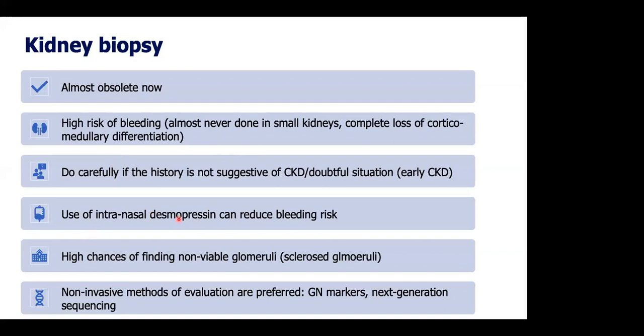In cases where you are trying to do a kidney biopsy in evaluation of CKD, it will definitely be helpful to use intranasal desmopressin, which would decrease the bleeding risk. You should also be aware that there are high chances you will get non-viable glomeruli, that is closed glomeruli, which would not help you in reaching the diagnosis. So rather than doing a kidney biopsy, it is better to do non-invasive methods of evaluation, which are GN markers and certain genetic tests, which I'll be speaking about.